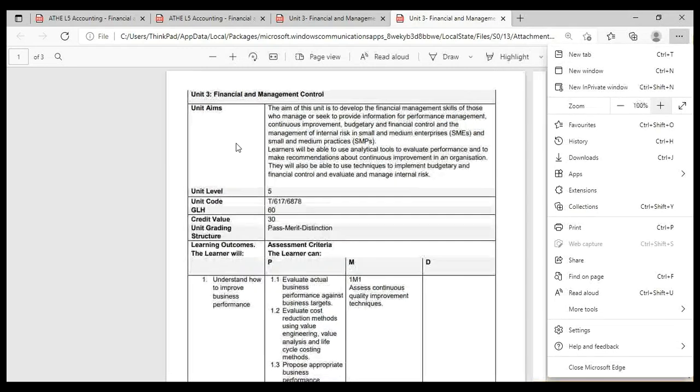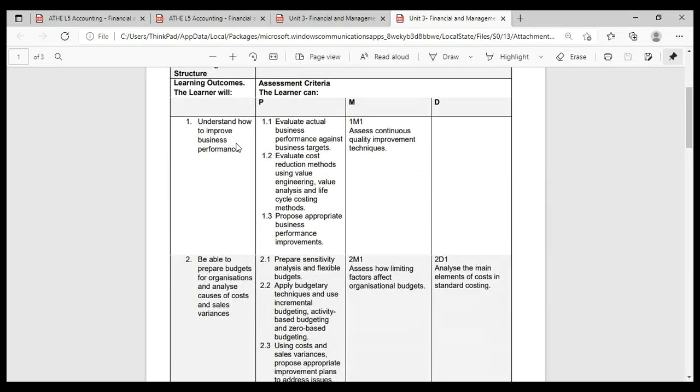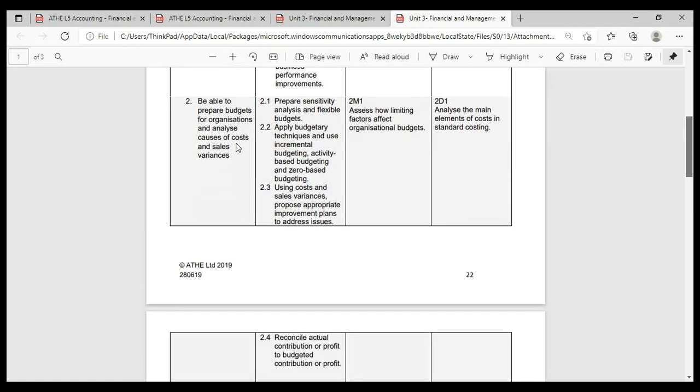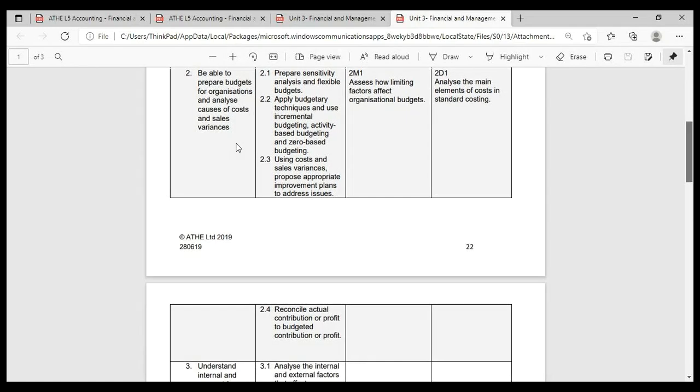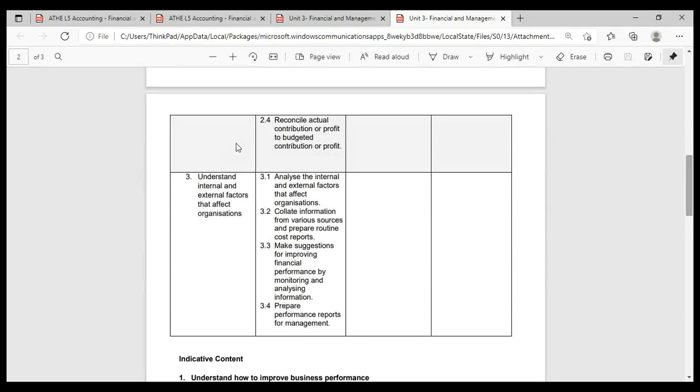We have the unit spec, what we're supposed to learn. In today's lesson we go through LO1, learning outcome 1, which is about understanding how to improve business performance. Then we have the assessment criteria: evaluate actual business performance against the business target, which means the budget. Evaluate cost reduction methods, how we can reduce the cost, and propose appropriate performance improvements. Towards merit, assess continuous quality improvement, how we can do that. Then LO2 will be preparing the budget variance, which we will look at in more detail in the next lesson.